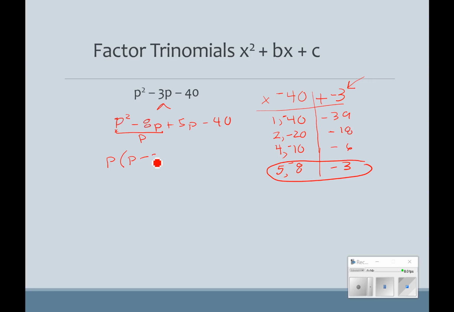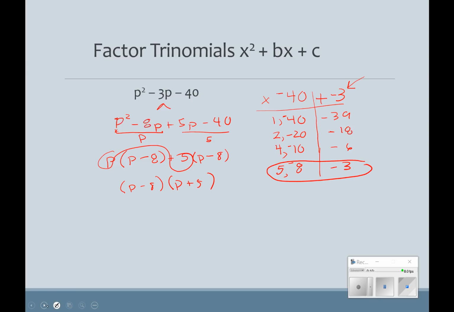So I get p minus 8. Here I'm going to factor out a 5. So I get p minus 8. Okay, putting it together, p minus 8 times p plus 5. Remember, we get the second binomial from that.